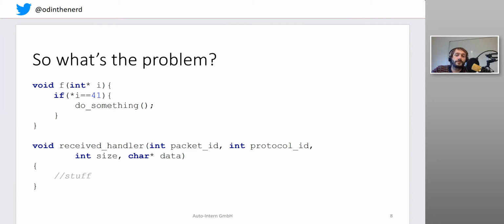I mean, are we expected to delete data? If this is very, very old code, we may be expected not to change data even though it's not const, right? So there's missing semantics in this interface. And there's also a somewhat more subtle problem here. I can switch around packet ID and protocol ID, right?